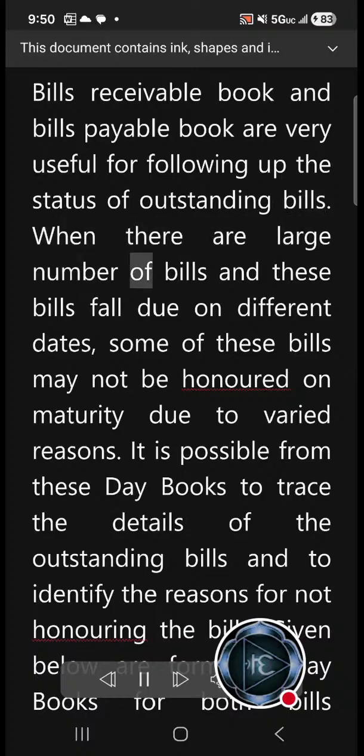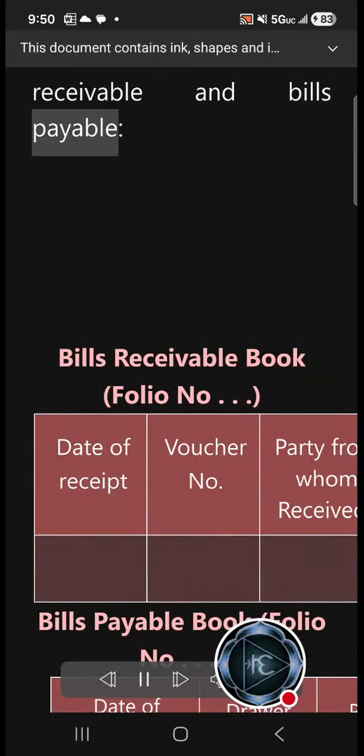When there are a large number of bills and these bills fall due on different dates, some of these bills may not be honored on maturity due to varied reasons. It is possible from these day books to trace the details of the outstanding bills and to identify the reasons for not honoring the bills. Given below are forms of day books for both bills receivable and bills payable.